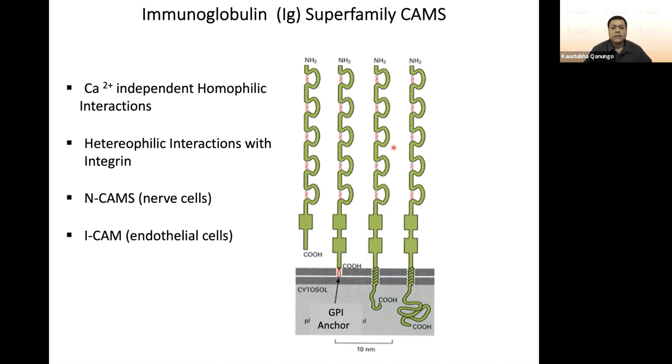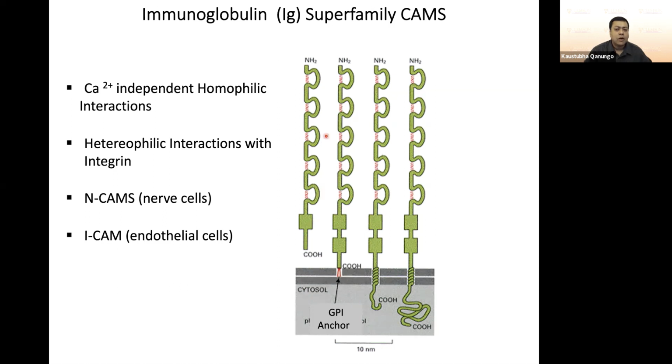So what are the different types? You can see that they do have these repetitive structures, and the red structures that you are seeing, these are the disulfide bridges. So disulfide bridges make a very typical type of structure. This is a schematic cartoon, of course. But what you can see here, that some of them may have a long cytoplasmic tail, some of them a short cytoplasmic tail. Some of them can be anchored with this GPI anchor in the lipid or the plasma membrane, doesn't even have a transmembrane domain and a cytoplasmic tail either.